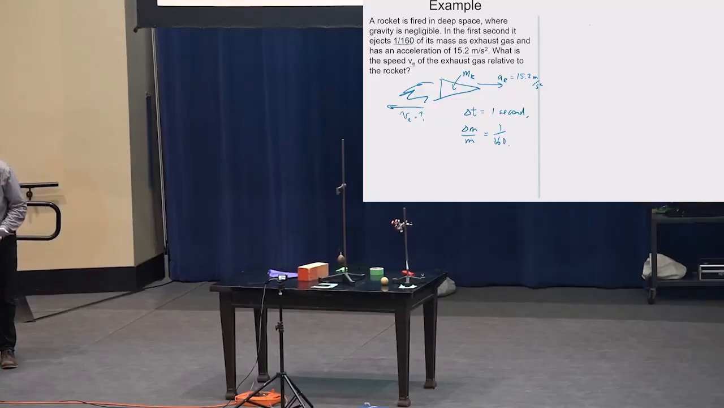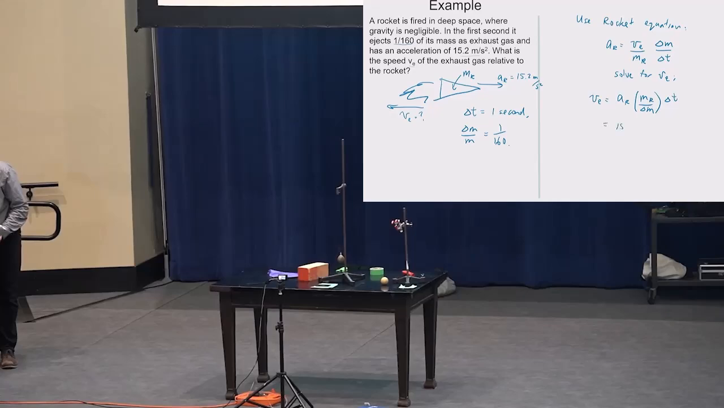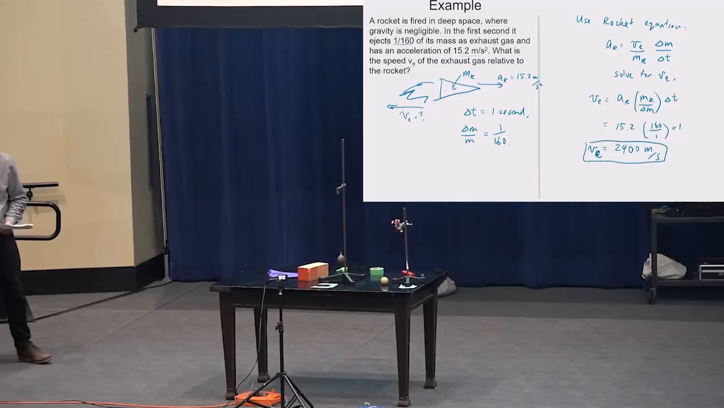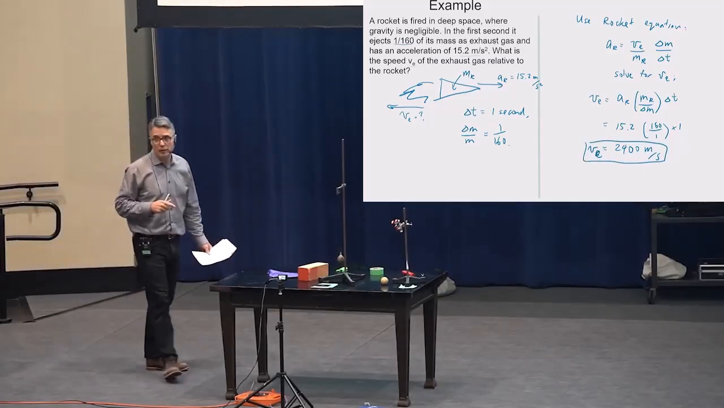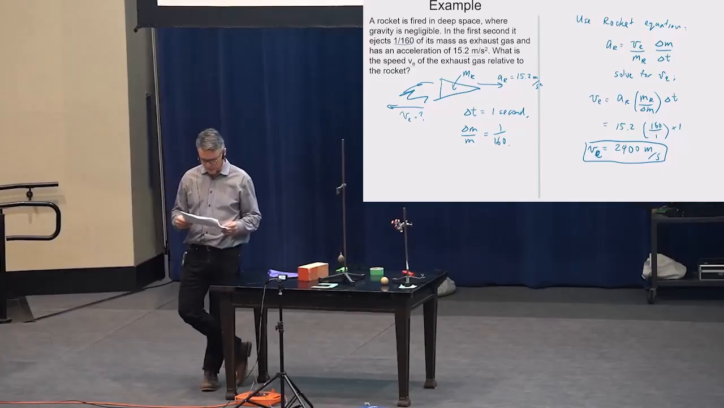So that's my diagram. Let's use the rocket equation, which is that the acceleration of the rocket is VE divided by the mass of the rocket times delta M divided by delta T, and solve for VE. So VE is equal to the acceleration of the rocket times the mass of the rocket divided by delta M, times delta T. And that's that ratio that you were given, except it's upside down. So 15.2 times 160 over 1 times 1 second. I got 2,400. So you need to design the nozzle on your rocket to expel gases at 2,400 meters per second relative to the rocket to get this necessary acceleration.